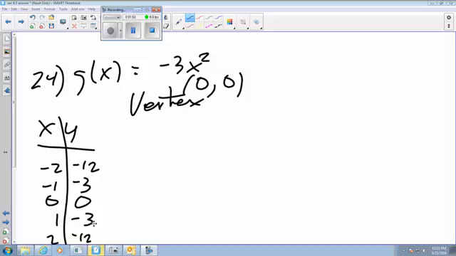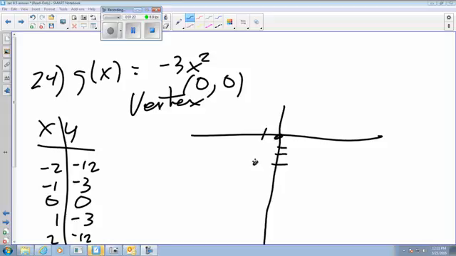Notice that these numbers are the same and these numbers are the same. If they're the same distance from the vertex, they should be the same value because of symmetry. When I go to graph this, I'm going to have my vertex there, negative 1, negative 3, positive 1, negative 3, negative 2, negative 12, we'll say it's right there, and positive 2, negative 12 is right there.